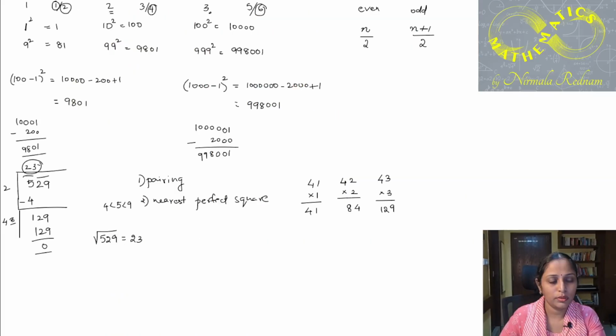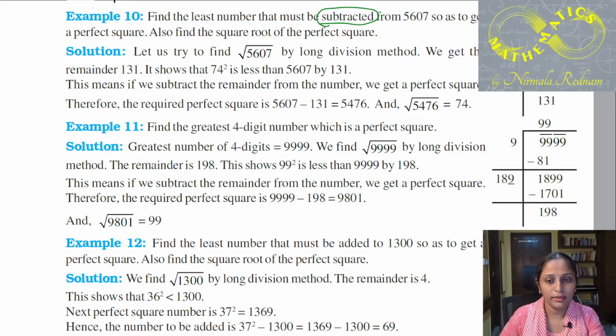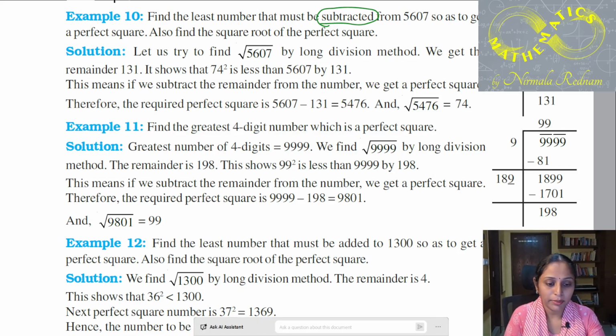Okay, so yes. Now let's look at the next solved example. They're saying find the greatest 4-digit number which is a perfect square. Now here in the beginning of this video we looked at the perfect squares of different 1-digit numbers, 2-digit numbers and so on, right? Now they're asking the perfect square is a 4-digit number, right? And we have already seen that if it is a 4-digit number, then it is the square of a 2-digit number.